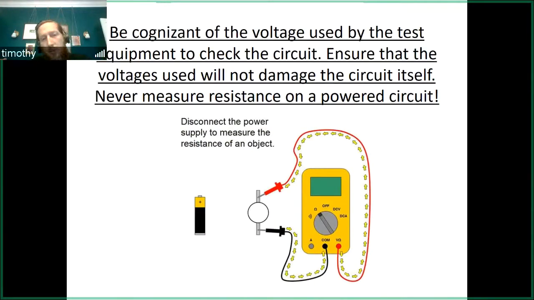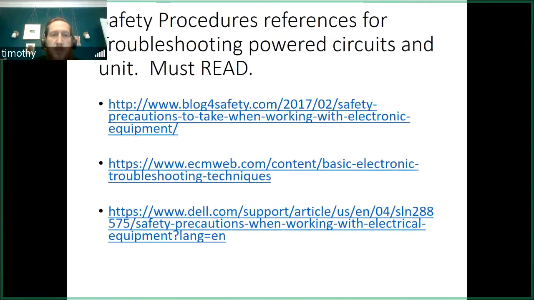So also be aware that when you measure a resistance, this is actually going to provide a voltage into the circuit. So you never measure resistance on a powered circuit, because then you would have two voltages both going into the circuit at the same time. And you don't want that. So you have to isolate it, or you have to make sure your circuit is powered off. Usually you have to isolate it also to accurately measure resistance. These are the safety procedures. You must read these before you do the troubleshooting activity.